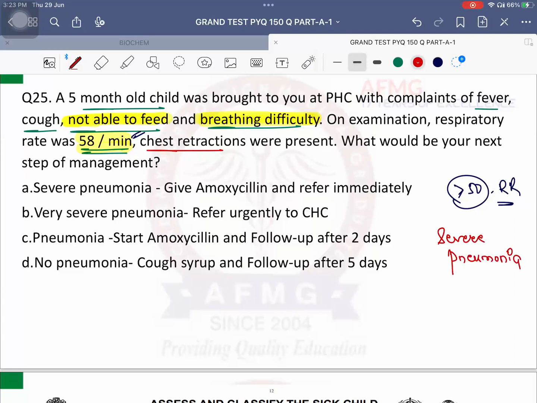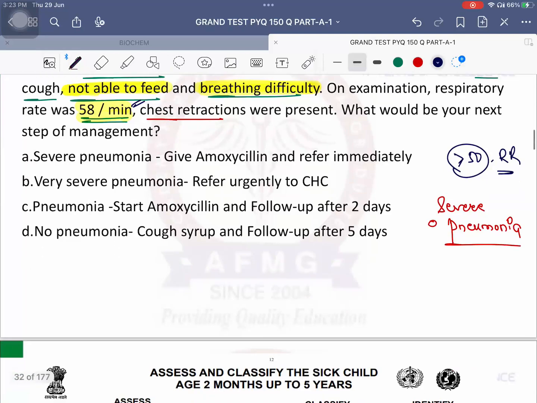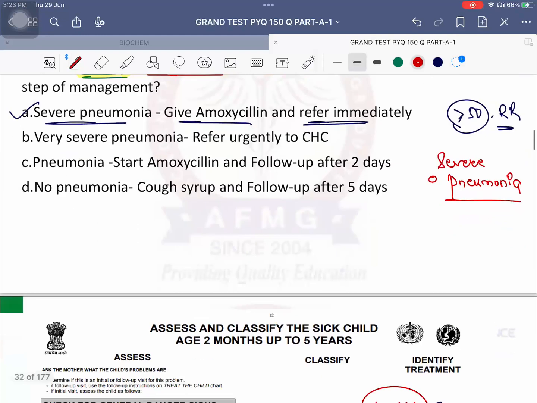And what should be the treatment for severe pneumonia or pink category patients? Okay, so we need to give amoxicillin. Okay, and refer the child immediately to a higher center. कोई दिक्कत नहीं है? चलो.